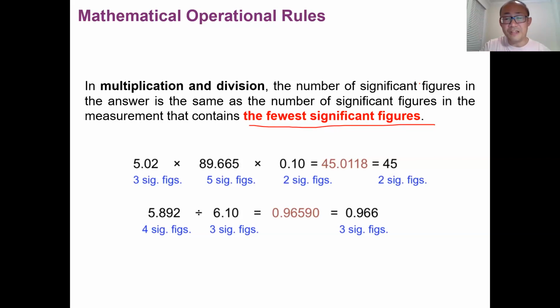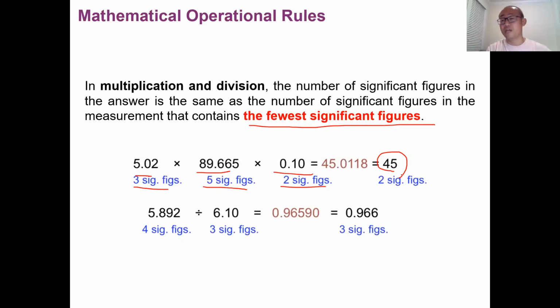If you read the whole rule, it says the number of sig figs in the answer is the same as the number of sig figs in the measurement that contains the fewest sig figs. If you look at this practice, there are 3 numbers multiplied by each other. One number has 3 sig figs, another number has 5 sig figs, and one number has only 2 sig figs. So after you multiply, the final answer, you're going to keep 2 sig figs, because one of the numbers has only 2 sig figs.